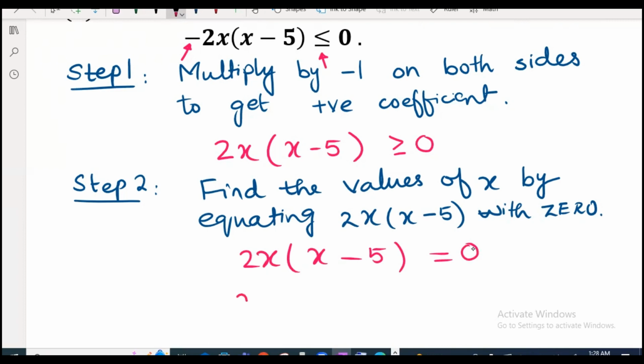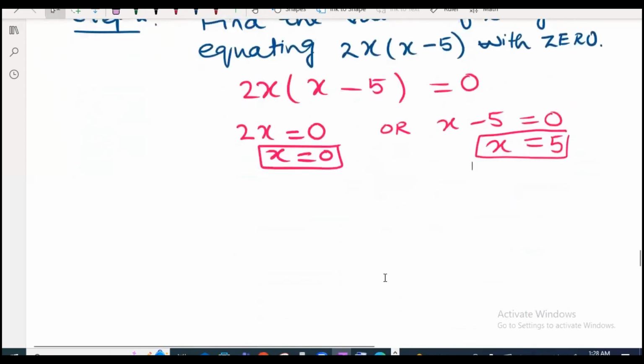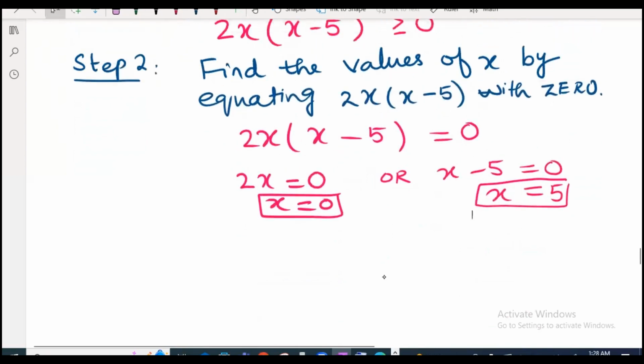So we can say 2x equals 0, so x equals 0, the first value, or x minus 5, the second factor, equated with 0. So we get x equals 5. Now we have two values of x, which is x equal to 0 or x equal to 5. So step number 3.